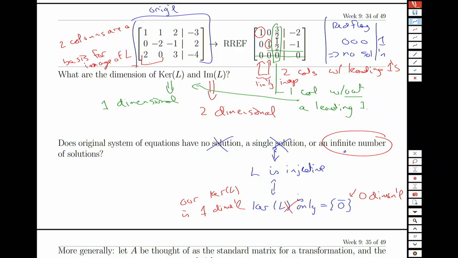Really, please. Yeah. Why does having a single solution mean that L is injective? Right. Yeah, so there is a jump there. You're absolutely right. If you think about what we're actually mapping here as a transform, we'd be taking this matrix 1, 1, 2, 0, minus 2, minus 1, 2, 0, 3, multiplying it by x, y, z, and getting negative 3, 2, negative 4.